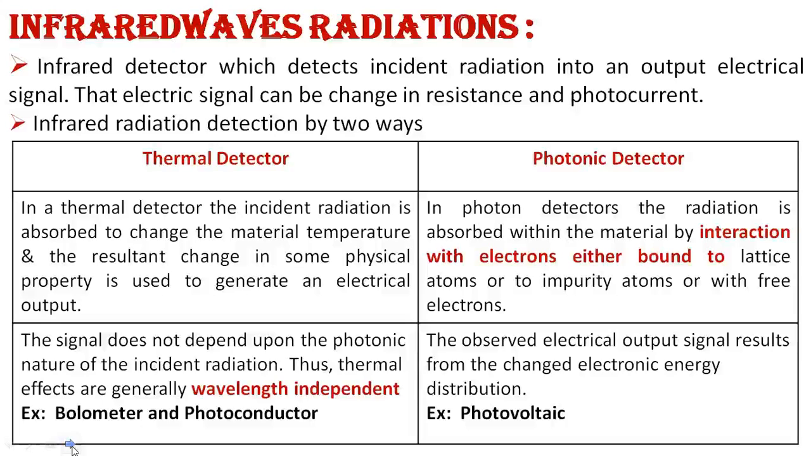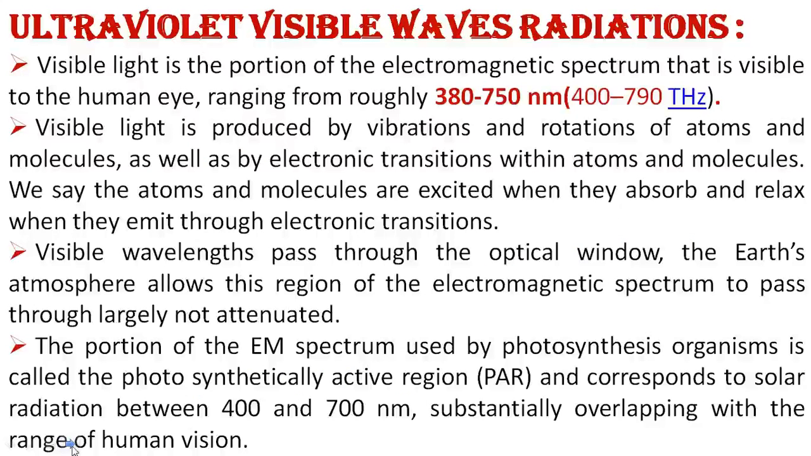Example, bolometer and photoconductor. In photon detectors, the radiation is absorbed within the material by interaction with electrons, either bound to lattice atoms or to impurity atoms, or with free electrons. The observed electrical output signal results from the changed electronic energy distribution. Example, photoconductor. Now, the ultraviolet visible wave radiation.